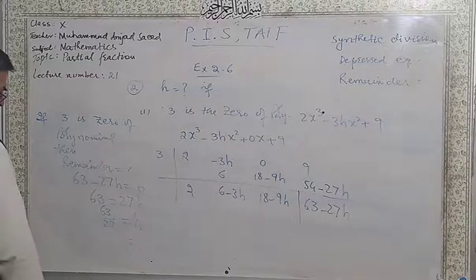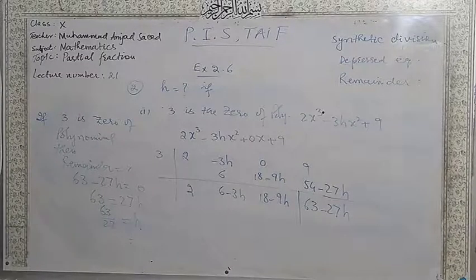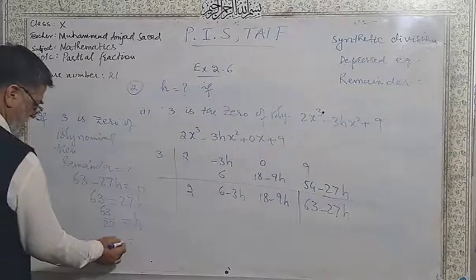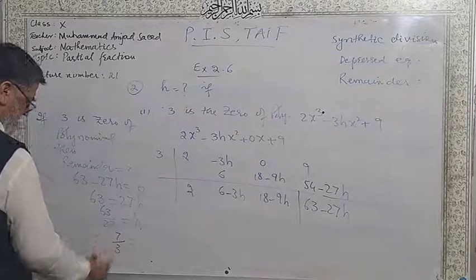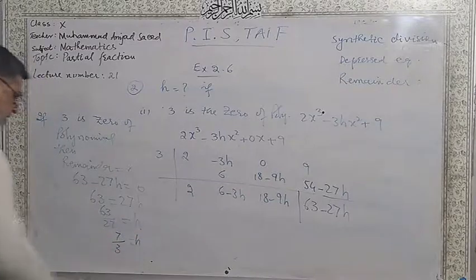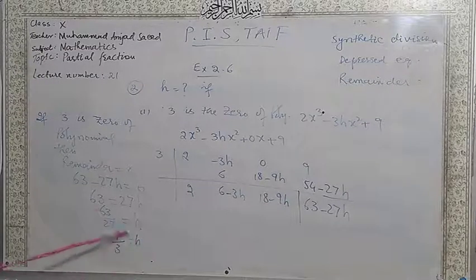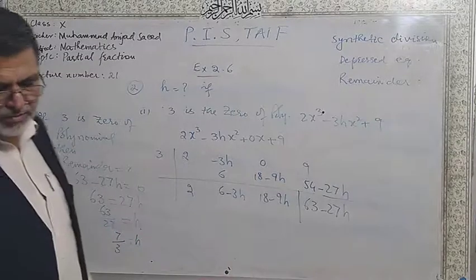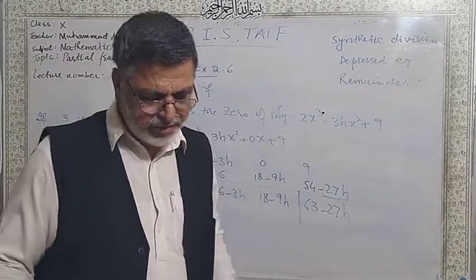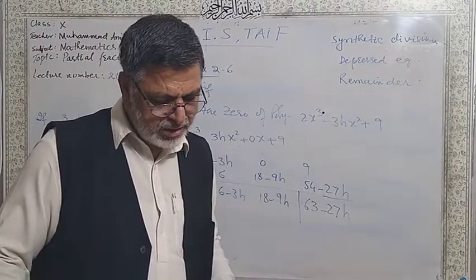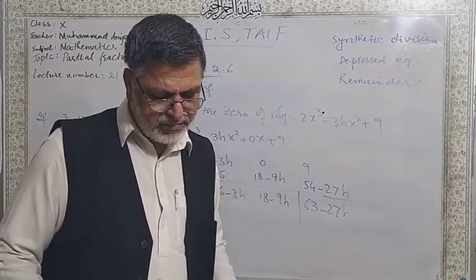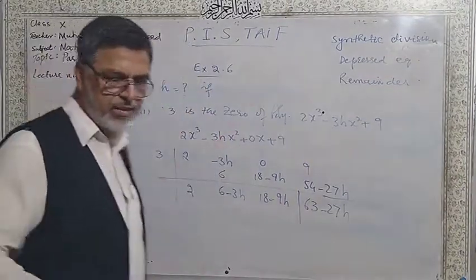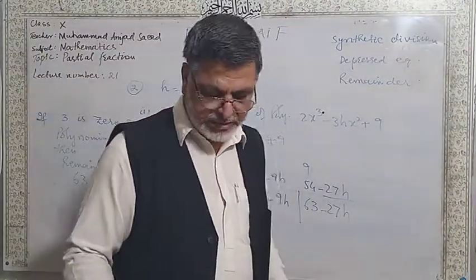Now you can divide. What will be 3 and 7, 9, 9 times 3 is 27. So h is equal to 7 over 3. This is the value, this is what you are required to find. I hope that you can do the other parts by yourself exactly in the same way. We can start our question number 3.